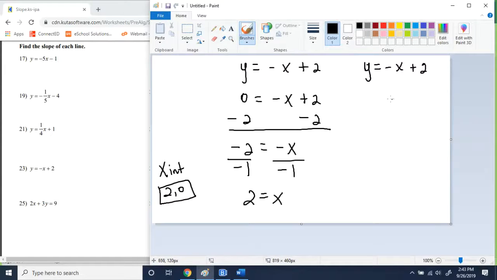Okay, to find the y-intercept, I'm going to put in a 0 for x, so y equals 0 plus 2, so y equals 2. So my y-intercept is 0, 2. And that's it.